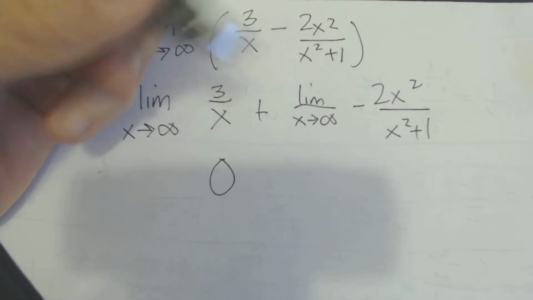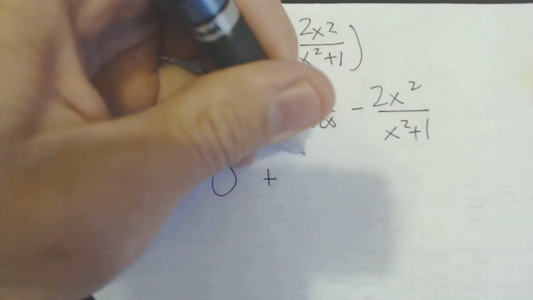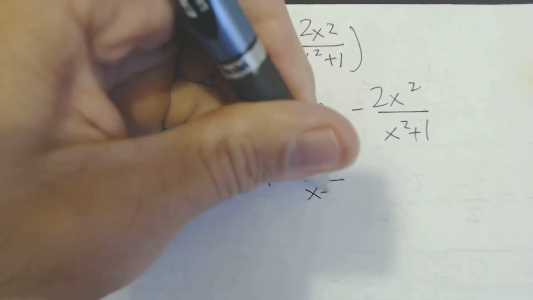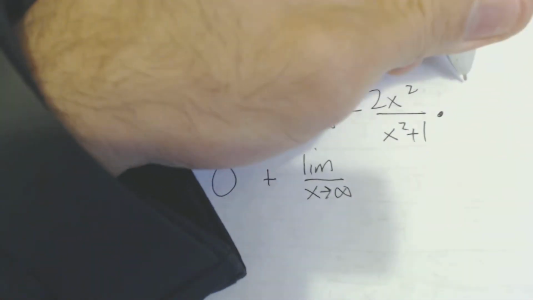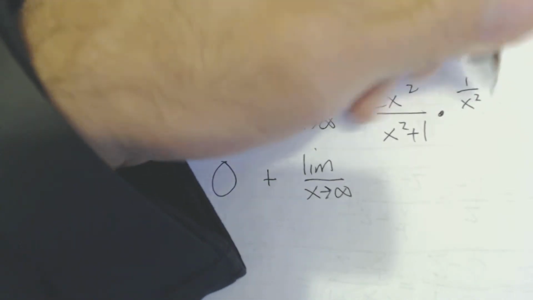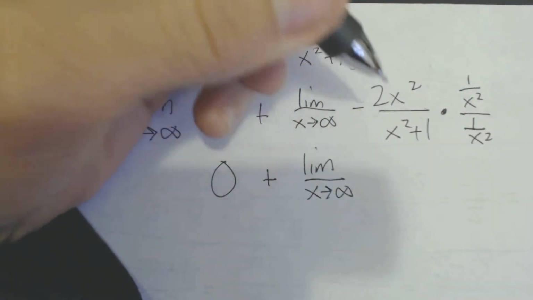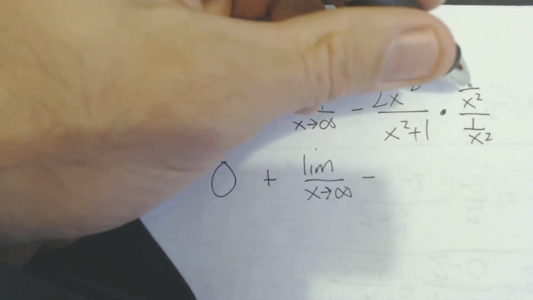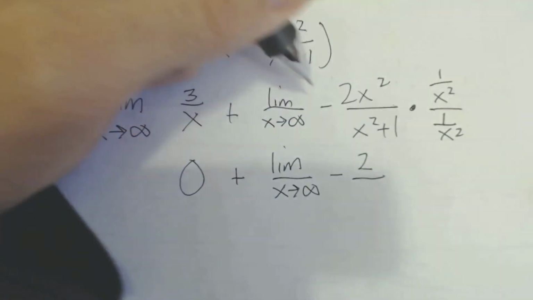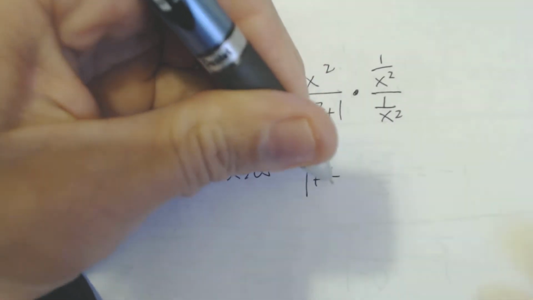And for the second term, we're going to want to divide both the numerator and denominator by the highest power of the denominator, because both the numerator and the denominator have x squared in them. So multiply the numerator by 1 over x squared and the denominator by 1 over x squared. And that's going to get us negative 2x squared over x squared in the numerator, so it's going to be negative 2, and in the denominator we're going to have x squared over x squared, that's going to be 1, plus 1 over x squared.